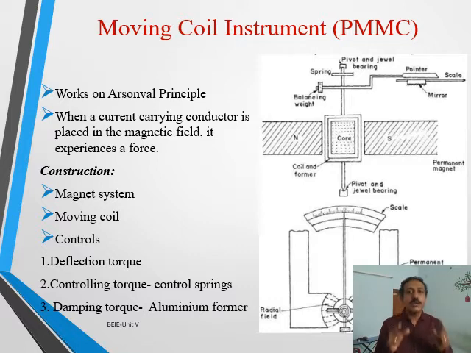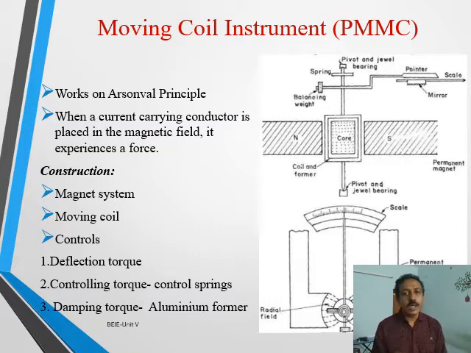You can see a rectangular coil that is placed in between the magnetic system, and this coil is suspended by means of two jewel bearings at the top and the bottom, so that it is free to rotate. It is not fixed, it is suspended, so it can move freely. This coil is connected to a spindle, and the spindle is connected to the pointer, and the pointer moves over the graduated scale. This is about the construction. And more than that, you can find some control springs.